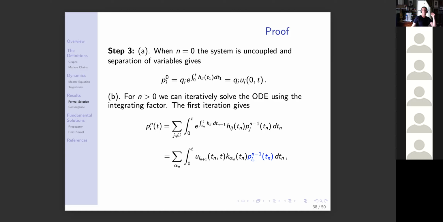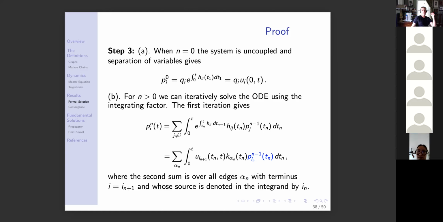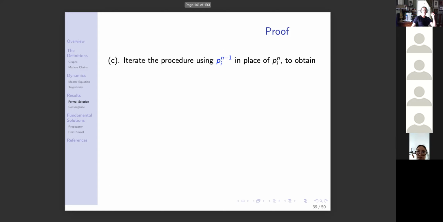That blue term is just like the thing we just solved, p_i n, except that n has been replaced by n minus one. So what I could do is apply the integrating factor method again to the blue term and then stick it into the integrand. By the way, the second sum is over all edges alpha n with terminus I, which is i n plus one, and that's just notation, whose source is denoted in the integrand by i n. This is just notation. And then we can take the blue term and apply the same method to it, that is, solve for it using the integrating factor.